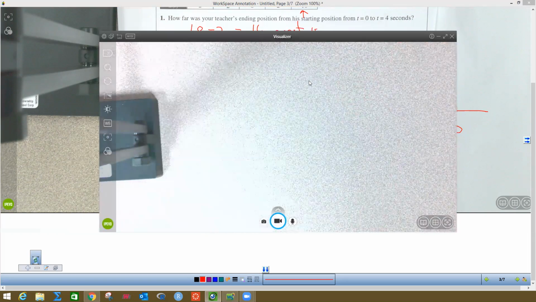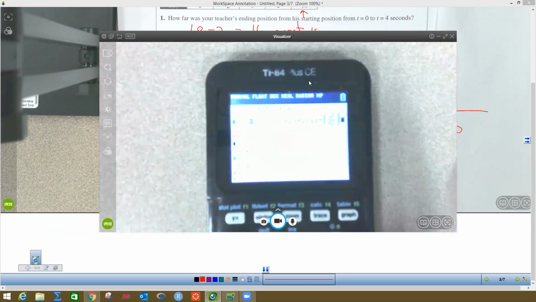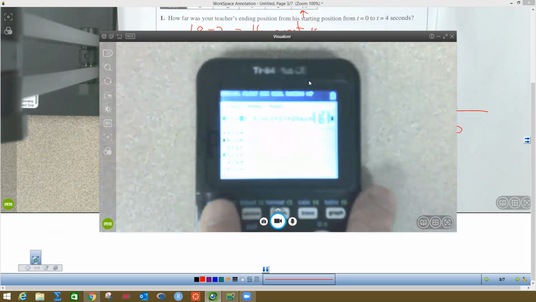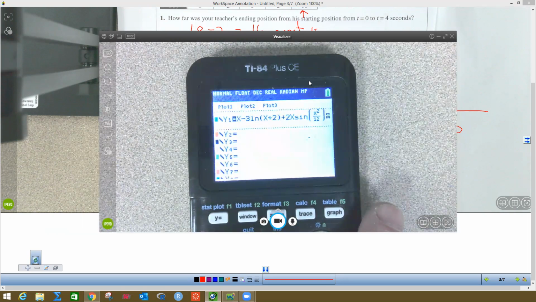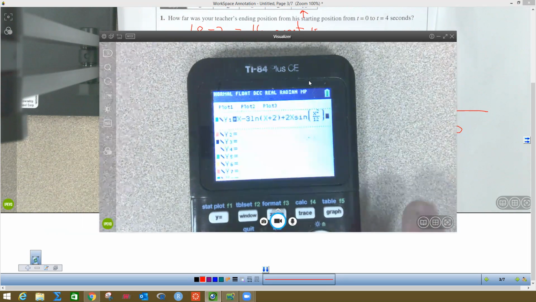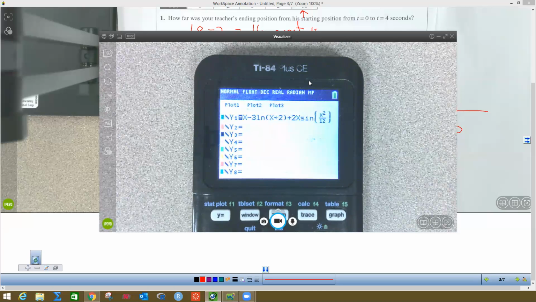Okay, so I'm going to just show you that I already typed in my y equals. There's the formula. I already typed that in so I'd have it in there. And I hope you know that I talked about it a little while ago, but speed is the absolute value of this. So what I'm going to do is I'm going to graph the speed of this thing, which is absolute value.